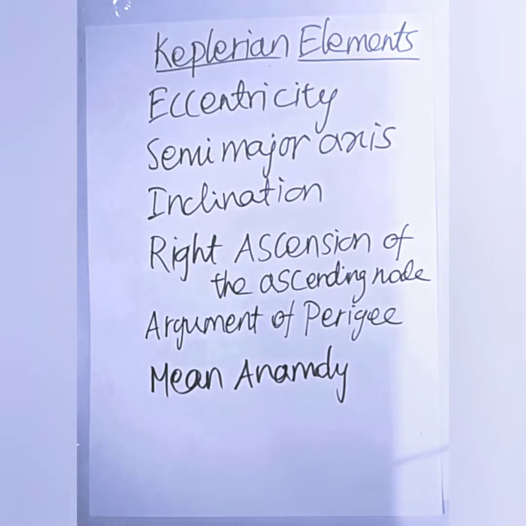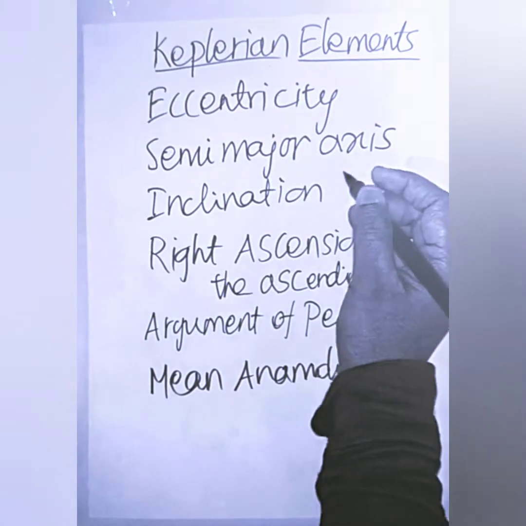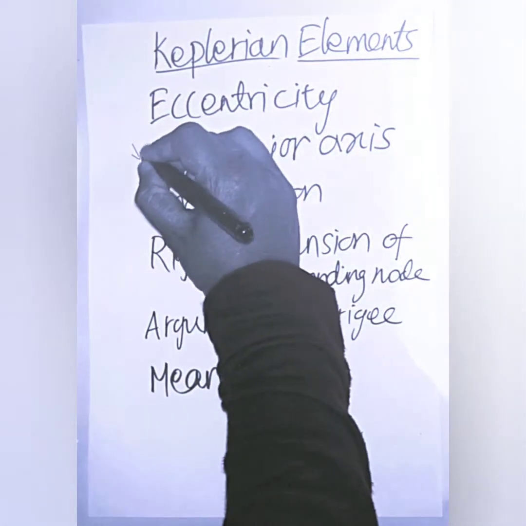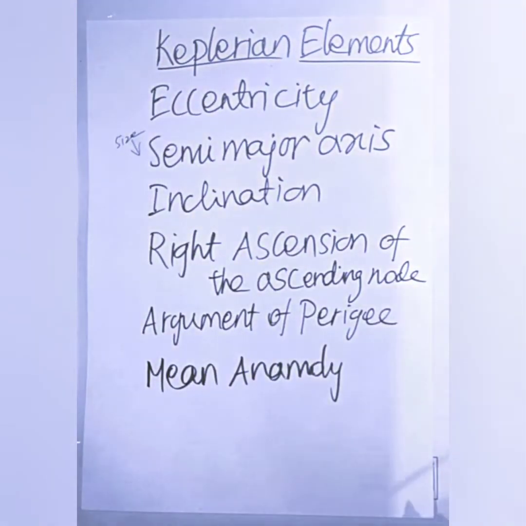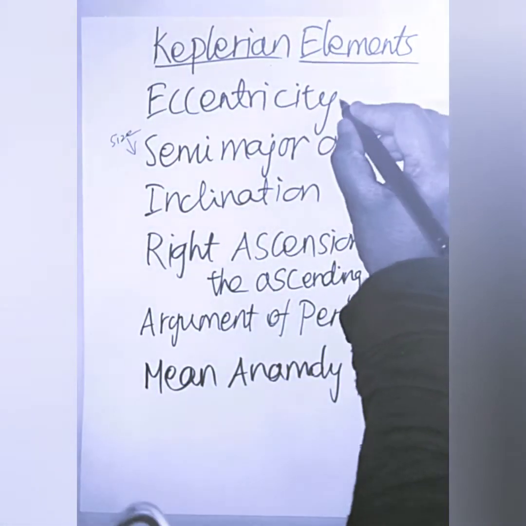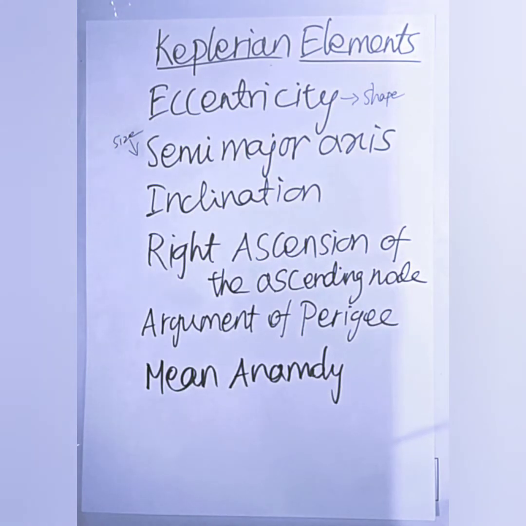Dear students, now we are going to see about the orbital elements, the orbital parameters, otherwise called Keplerian elements. These orbital parameters are used to determine the shape, size and orientation of an orbit. Out of these parameters, the semi-major axis is used to identify the size of an orbit. And the eccentricity is used to find the shape of an orbit.